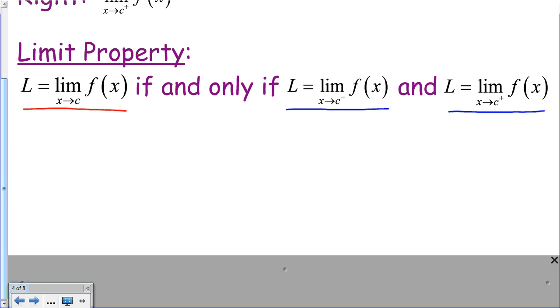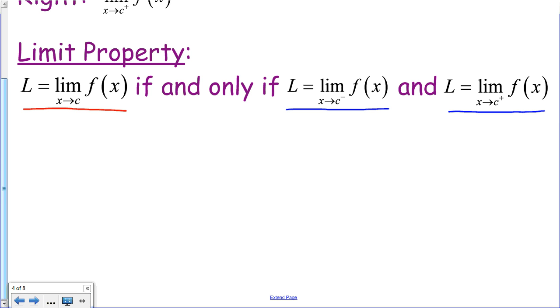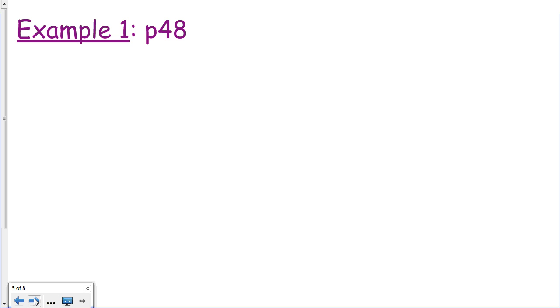All right. Let's take a look at an example here on page 48. This is example 1. And it says, for the piecewise function f shown in figure 2.4k, part A says to plot the function f on your grapher. So let's first of all write down what the function is.